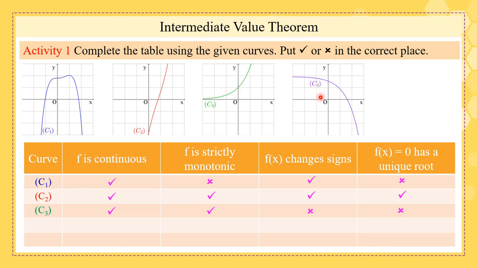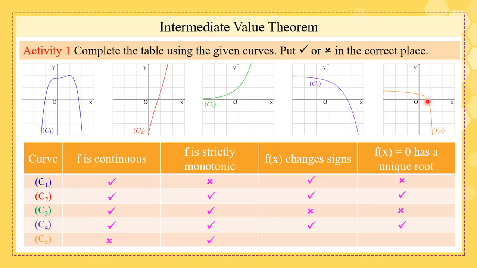The fourth curve, f is continuous, f is strictly decreasing. You see, f of x changes signs, it's positive, then it becomes negative, and f of x equals 0 has a unique root. And the fifth curve, which is C5, f is discontinuous somewhere here.